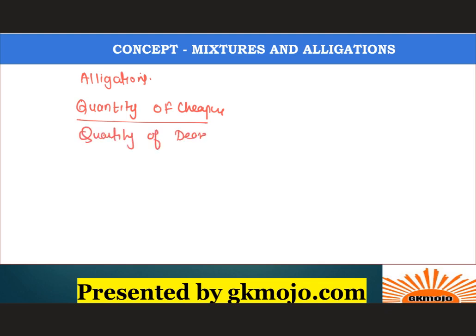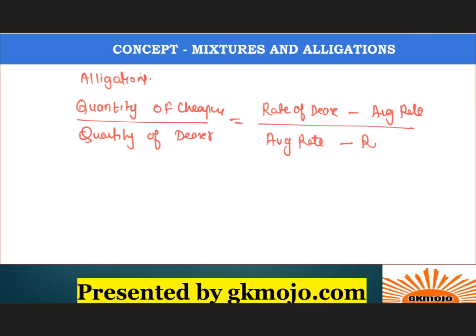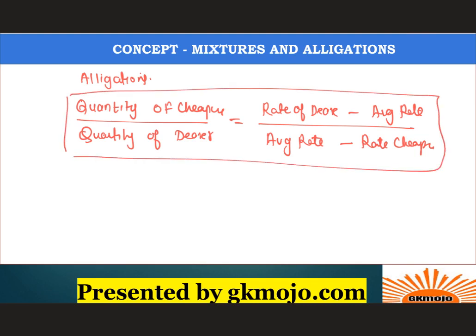Another very important concept that we will learn is alligations. What is this alligation? This will help you to solve a lot of problems. There's one rule of alligation, and it is written as: quantity of cheaper upon quantity of dearer is equal to rate of dearer minus average rate, upon average rate minus rate of cheaper. So this is the fundamental formula that is used to solve the alligation.